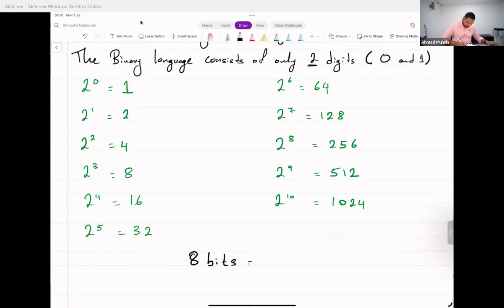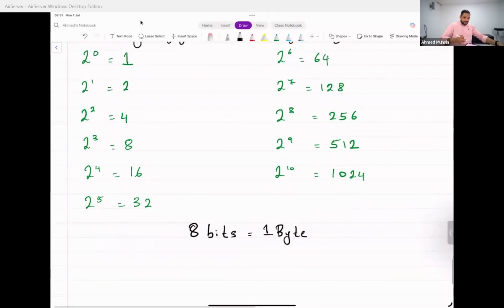But can I write 8 bits is equal to 1 byte? 1 is also there. So I can write 1, isn't it? I can write 8 bits. I can also write 1 byte because 8 is there, 1 is also there. 2 to the power of 0 is how much? 1, no? So you can write 1.